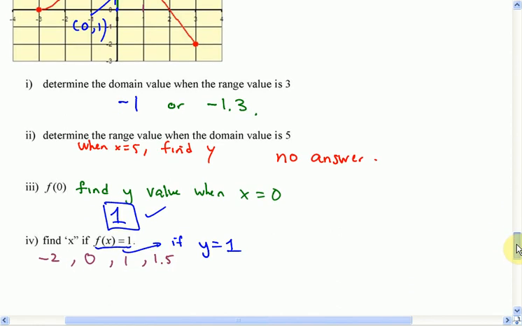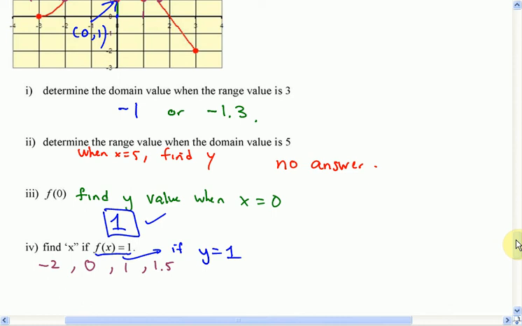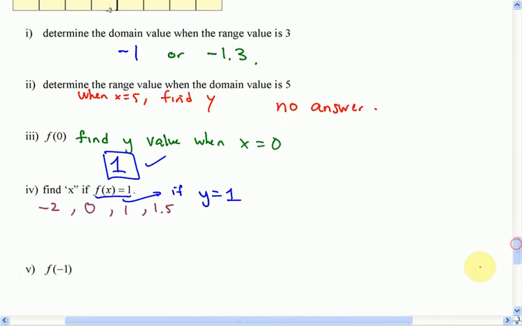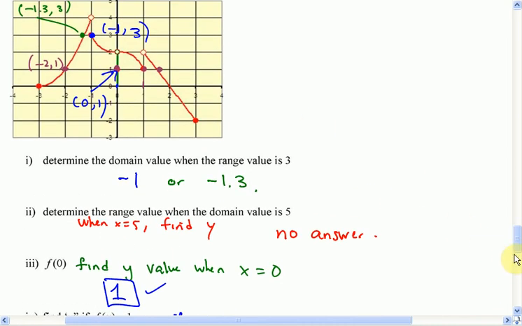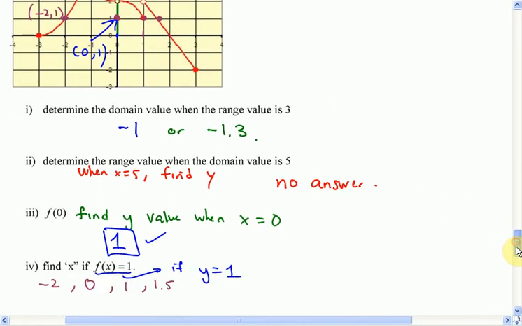Okay, and let's just do 2 more, and then I'll let your brains decompress. F of -1, what does this mean again? This is find the y value when x equals -1. That's what that means, and someone shouted out to me, 3. Right, it's the solid dot, right? 3.